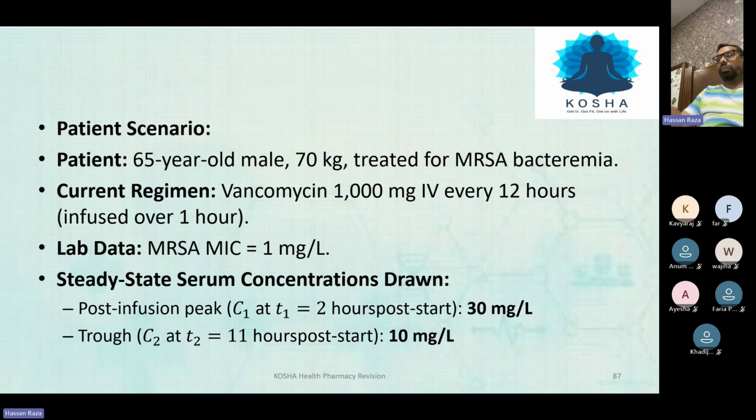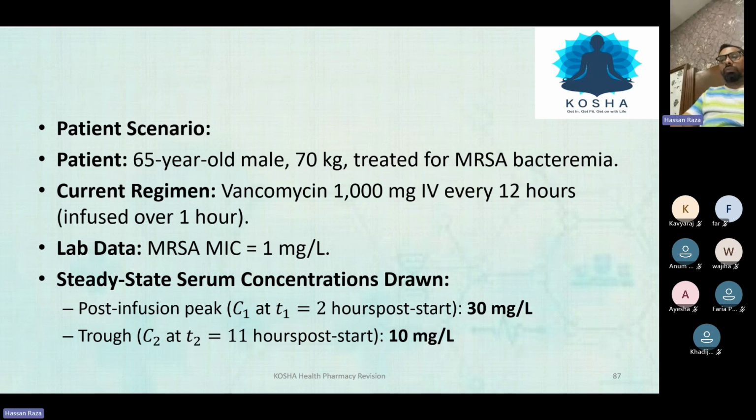So, back to our topic. For example, you have a 65-year-old patient who weighs 70 kg and is given 1 gram BD, and your infectious disease consultant has asked you to adjust the dose of vancomycin. Whenever our infectious disease consultant prescribes vancomycin, he also has the report of culture and sensitivity. We know that for MRSA, the minimum inhibitory concentration is 1 mg per liter of vancomycin.